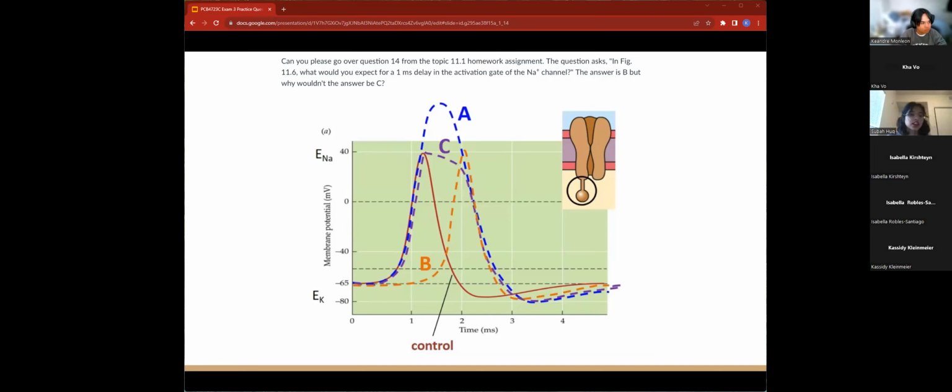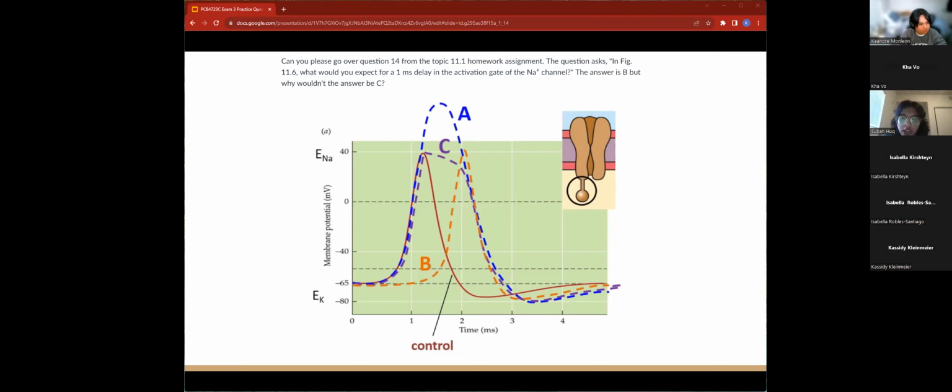C is similar to what you saw in figure 5 for graph E. C is because of the inactivation gate having a delay. But since this question is asking about the activation gate, it can't be C. If there's a problem with the activation gate, that's probably going to affect the rising phase area of the graph instead.